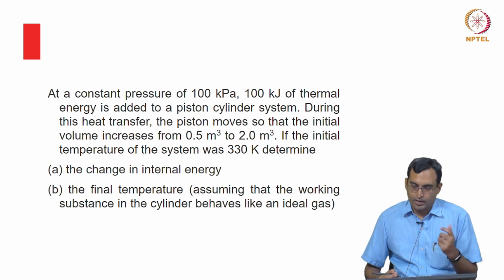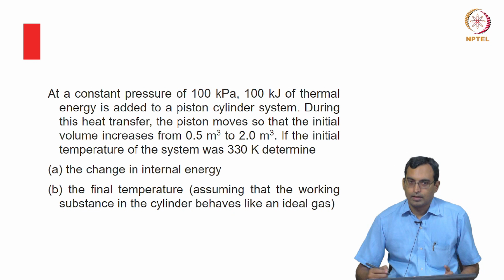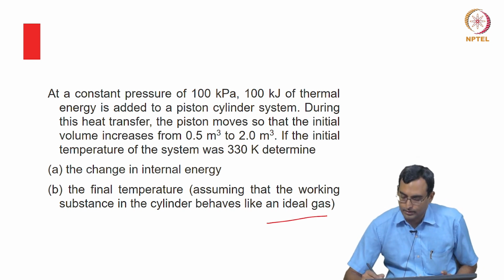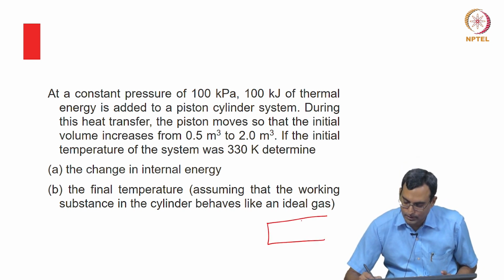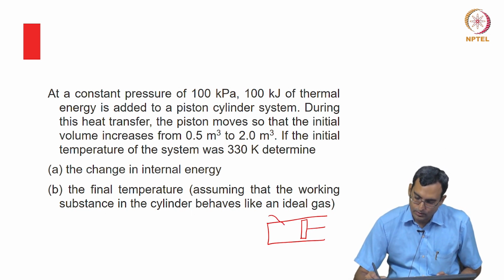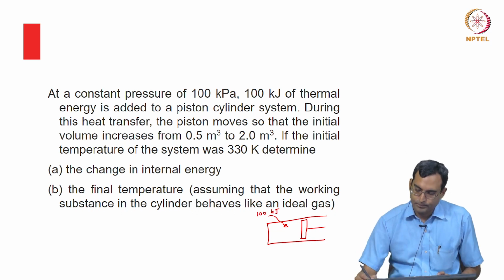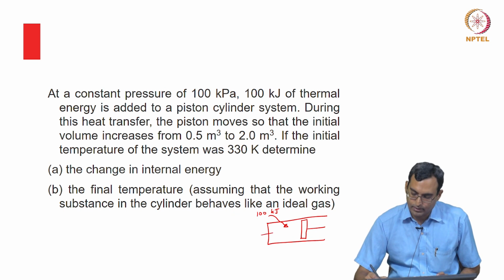We have no information given about the piston. So, we are going to assume that the piston is massless, or we can assume in this case that the piston cylinder arrangement is horizontal, so that we do not have to worry about the piston itself. So, at a constant pressure of 100 kilopascal, this is a constant pressure process. We have 100 kilojoules of thermal energy which is added. As there is some pressure outside, the pressure inside remains 100 kilopascal all the time.